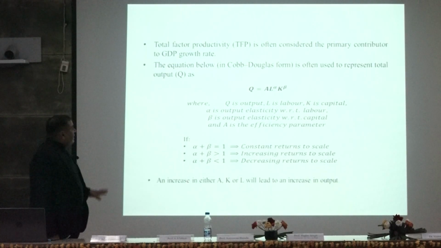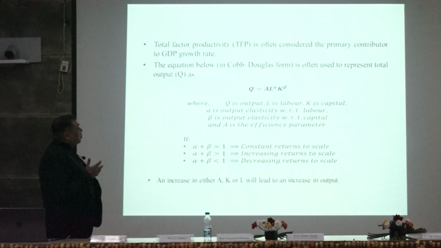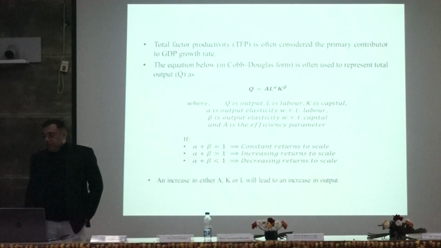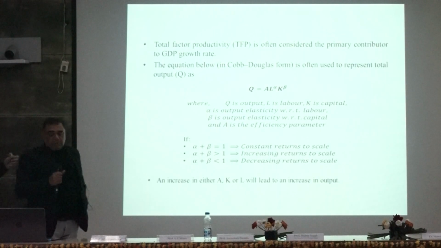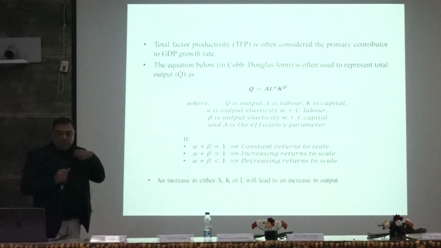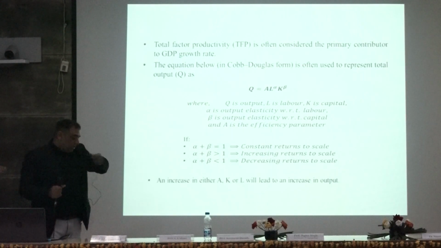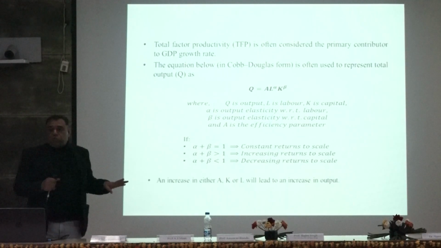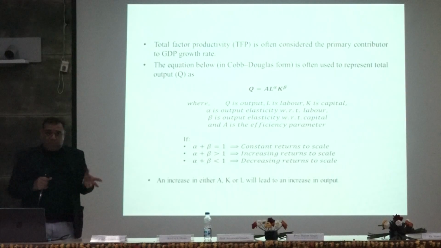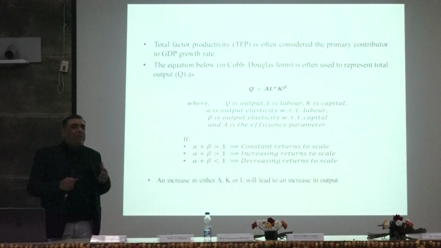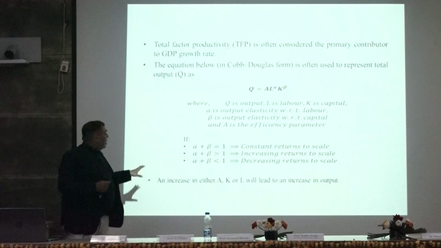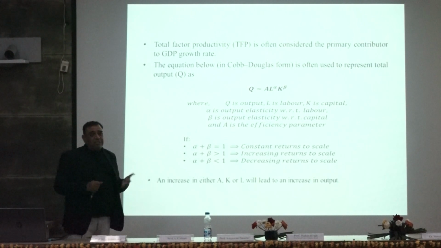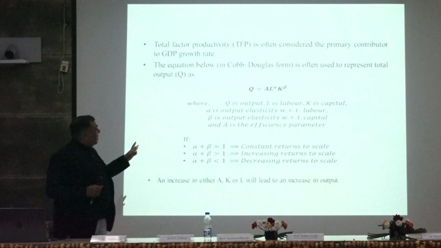So now you can see here, this is the output, L is the labor, K is the capital, and alpha is the output elasticity. If alpha plus beta is equal to 1, then it is constant returns to scale, and if alpha plus beta is greater than 1, it is increasing returns to scale. Every firm and economy wants to operate where alpha plus beta is greater than 1, because we want increasing returns to scale. It's a homogeneous function.